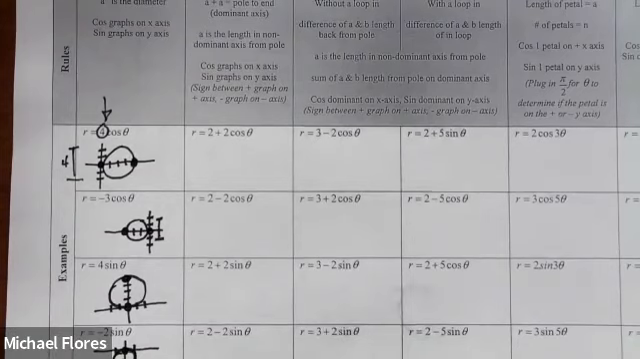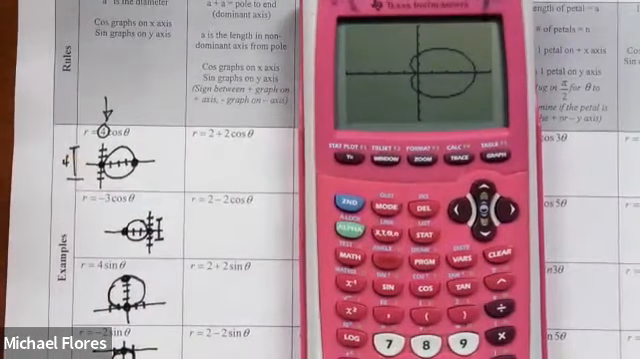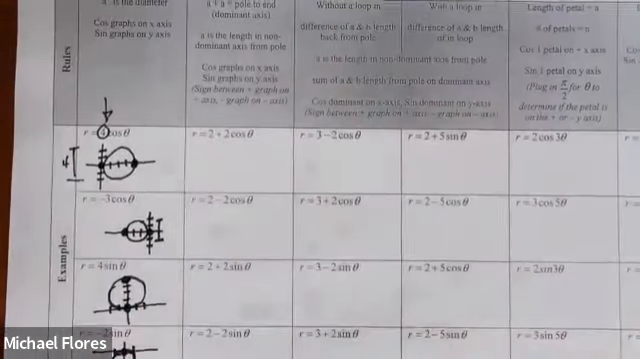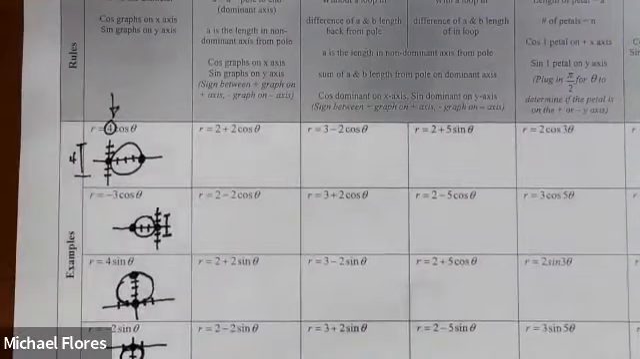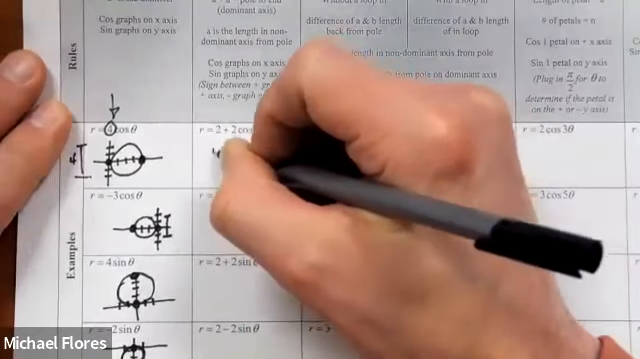Before we start graphing the first example, let me show you what a cardioid looks like. See, it kind of looks like a little heart, doesn't it? Isn't that nice? Let's get to it. Cosine, positive x-axis.